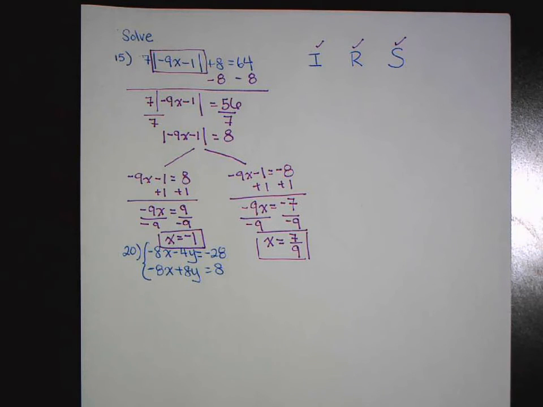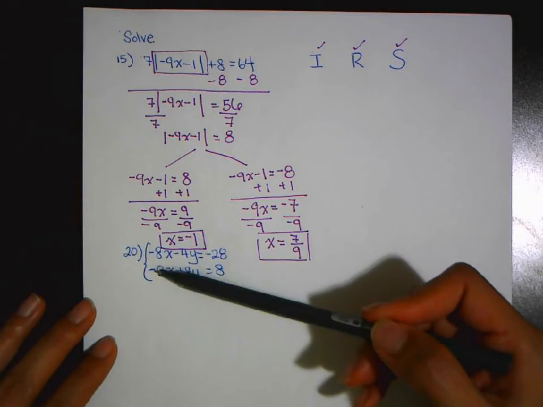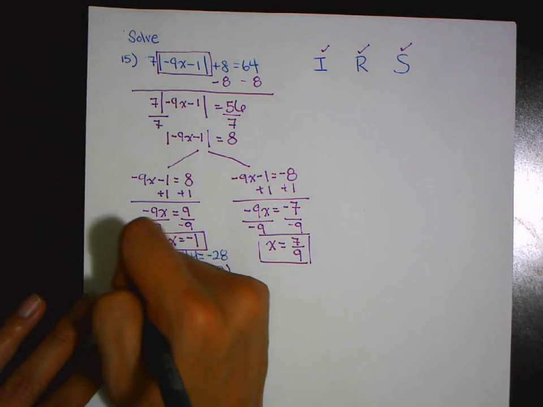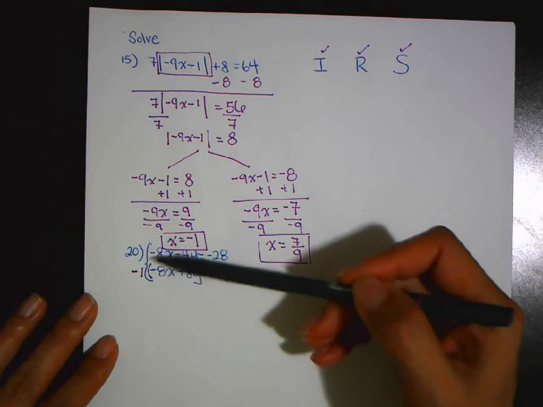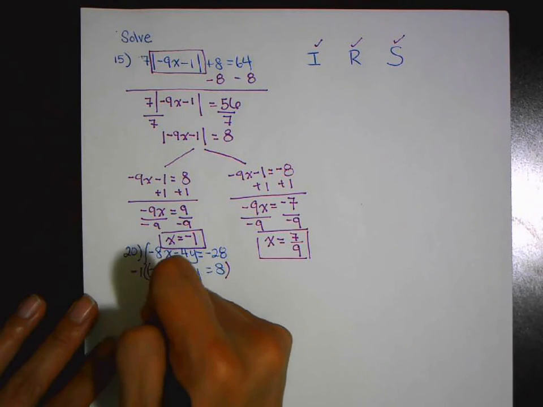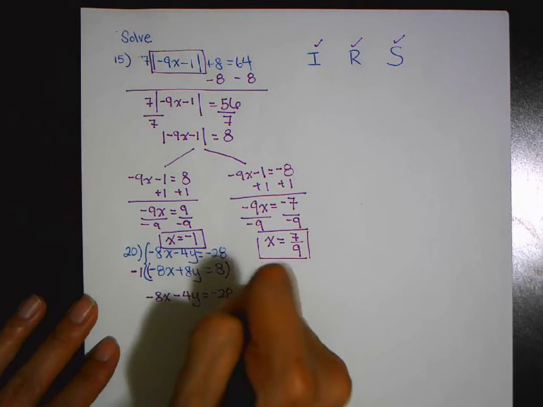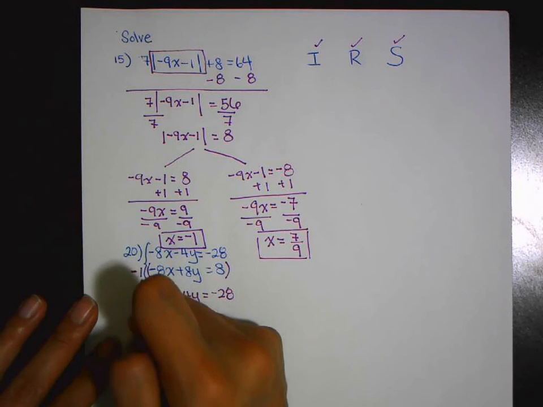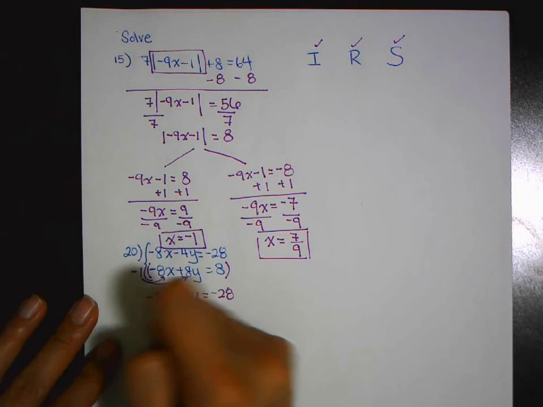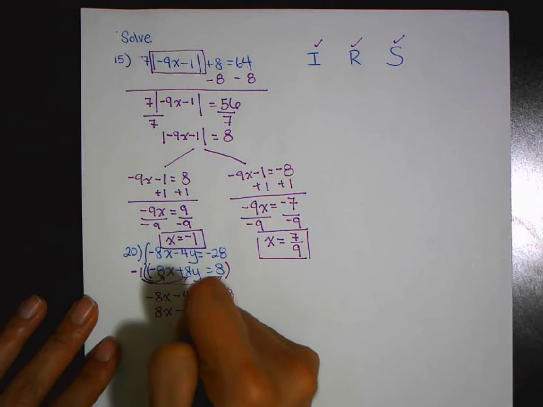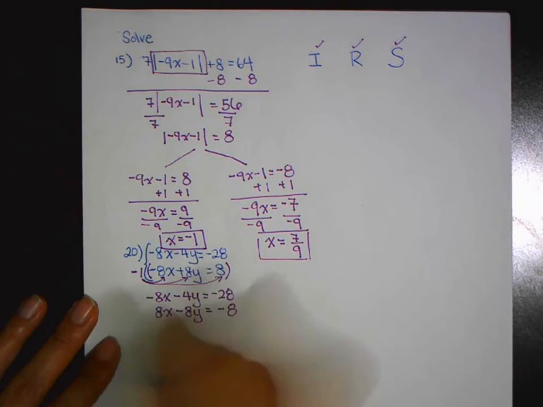Last but not least, number 20, systems of 2 equations. You can solve it any way you want. What I see is the same number, but same sign. So what I'm going to do is take one of these equations and multiply it by negative 1 so I can get same number, opposite sign. Let's rewrite this. The first equation I didn't change, so negative 8x minus 4y equals negative 28. Second equation, I multiply negative 1 into the entire equation. So that's going to give me positive 8x, negative 8y equals negative 8.